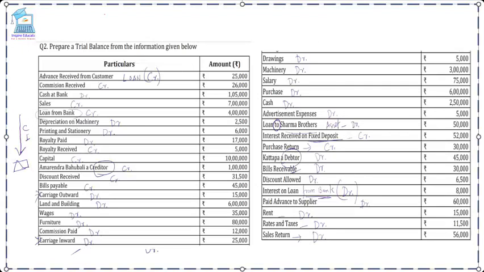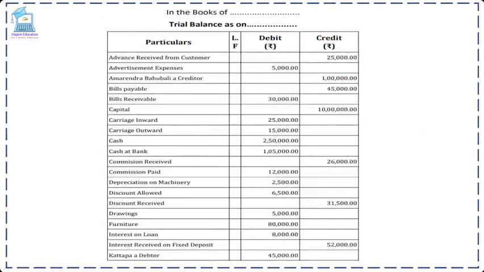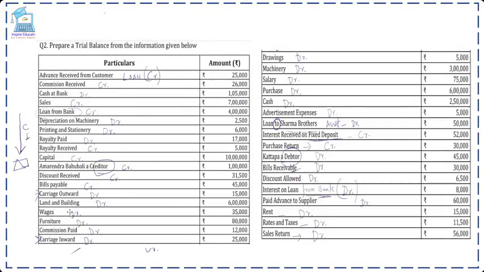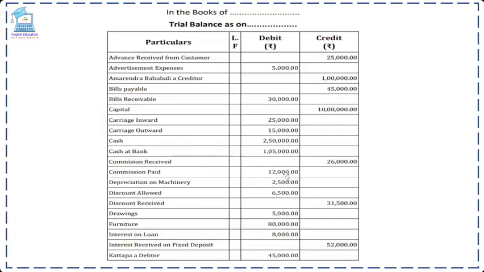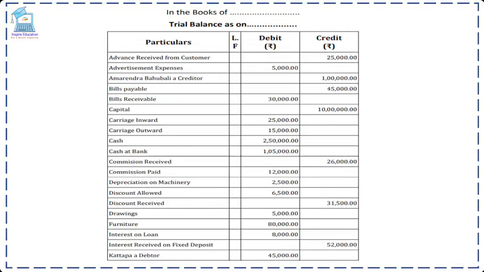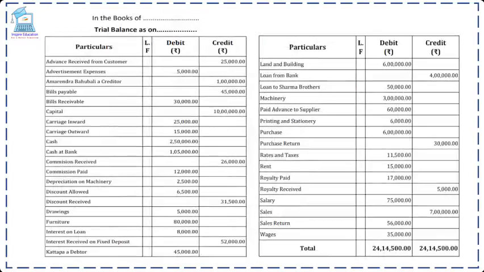Okay, moving on to the solution part. So here is the solution. As per debit and credit, we have already solved it by identifying these accounts. Just by posting this in the trial balance, the solution will be like this. So match your solution with this one. So the total is 24 lakhs 14,500.